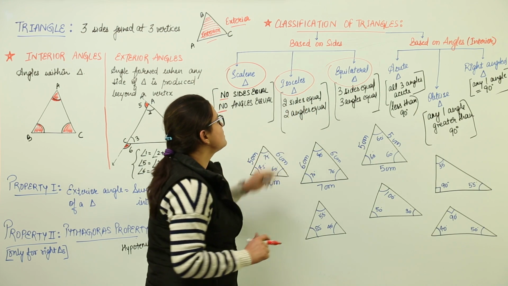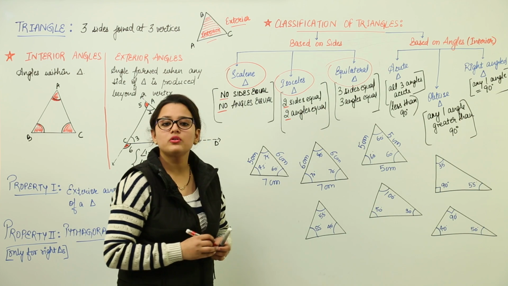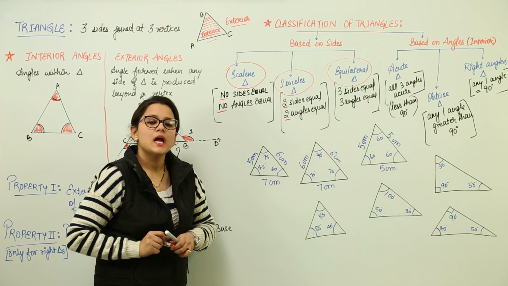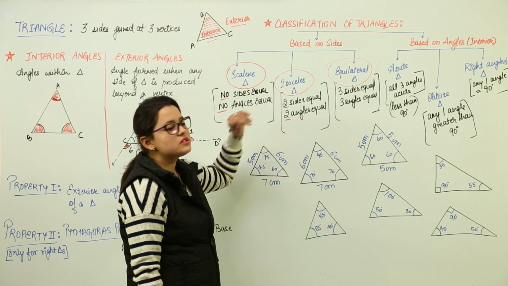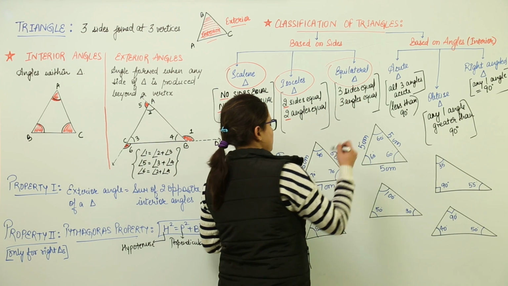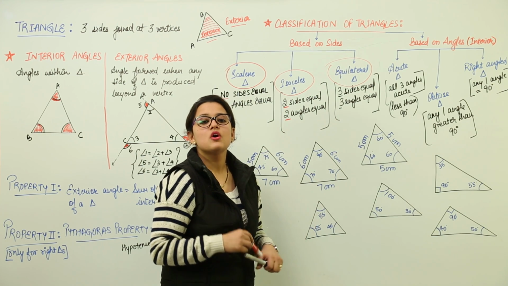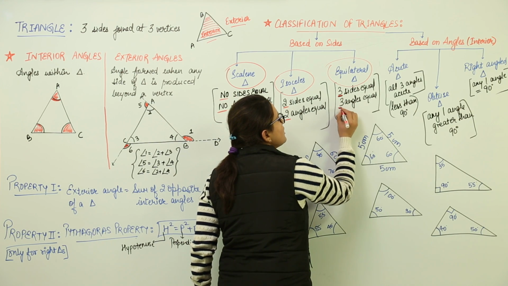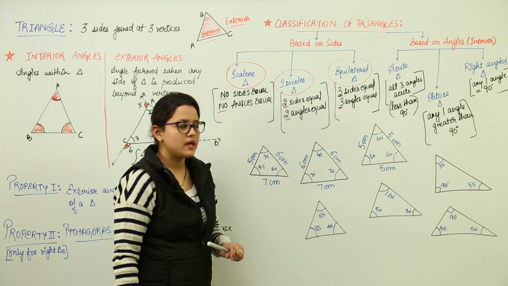Isosceles triangle has two sides equal and two angles equal. That means out of the three angles of a triangle, two angles are going to be the same and two sides are going to have the same measurement. That will form your isosceles triangle. Equilateral triangle has three sides equal, right, and three angles equal. Now that means all the three sides, or you can say all the three angles of the triangle, are going to be equal. So that will form an equilateral triangle.